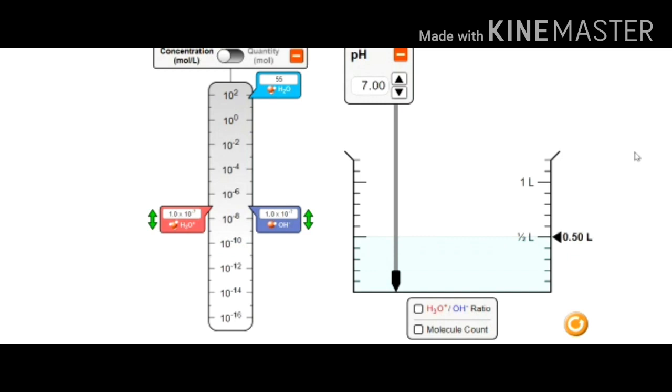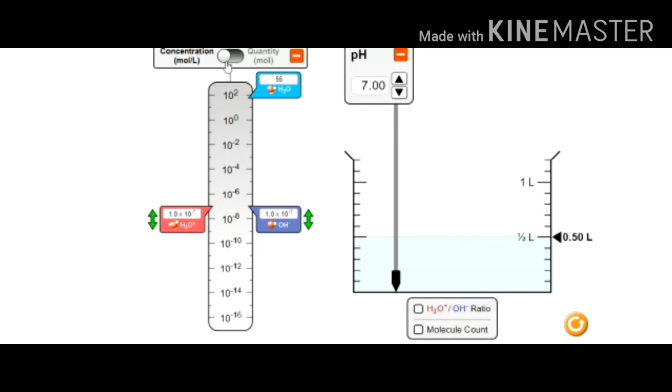pH is a scale to measure the strength of an acid or a base. A pH scale is having values ranging from 0 to 14. If the pH value is 7, then the given solution is said to be neutral. Here there is a solution in a beaker whose pH value is 7. That means the solution is neutral.